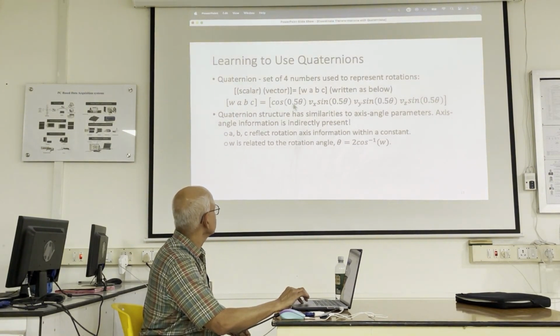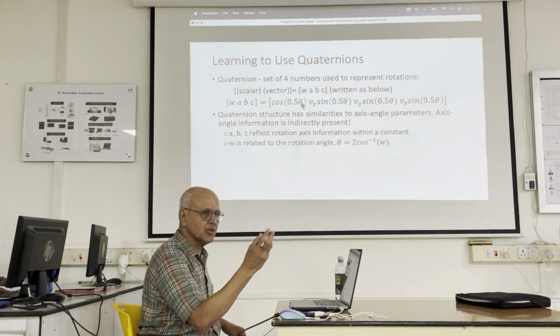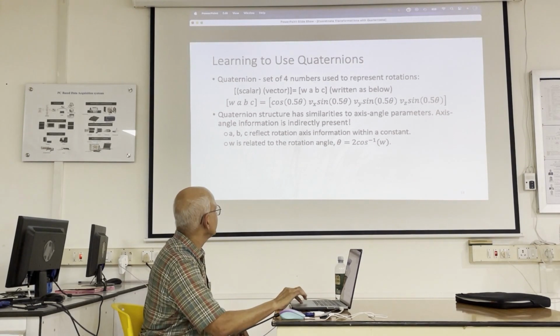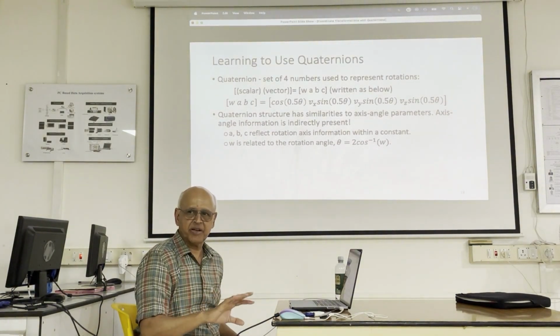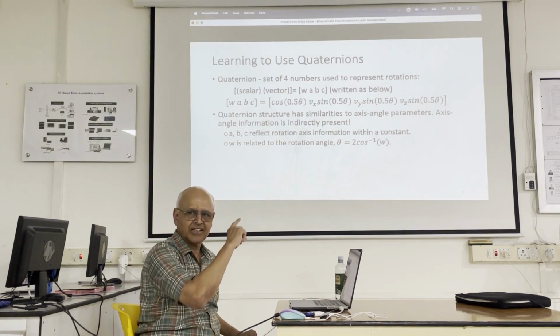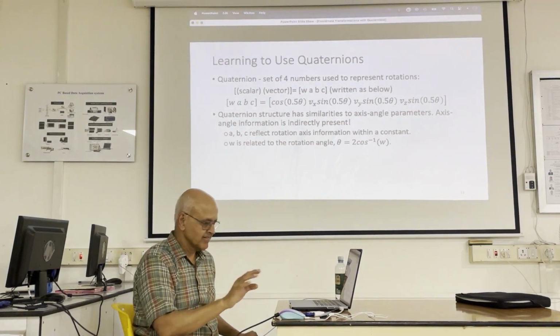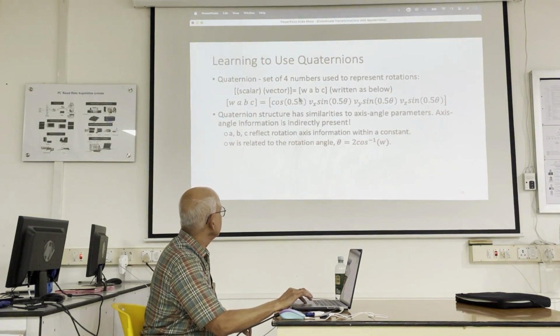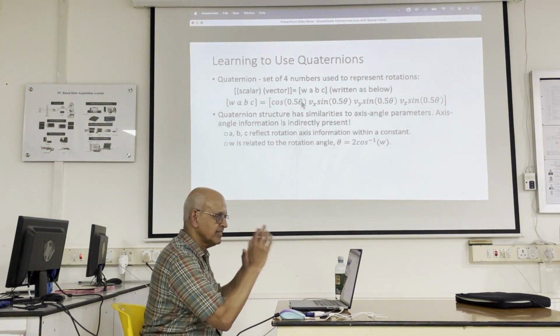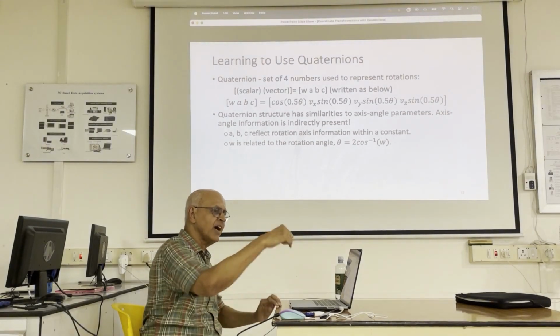So here are the numbers. W is cosine 0.5 theta. So this is the amount of rotation around the axis defined by ABC. Is that clear? ABC is not required to be a unit vector. In the other system it is. Here it is not. So ABC is the vector. W, the angle is buried in it. It's not just the angle, right? It's cosine of half of the angle.